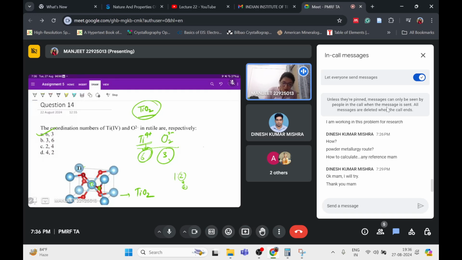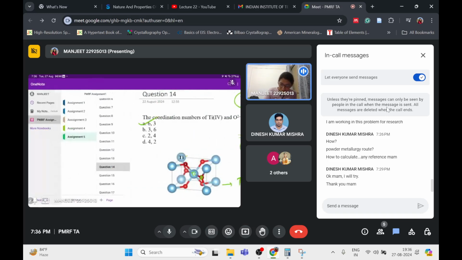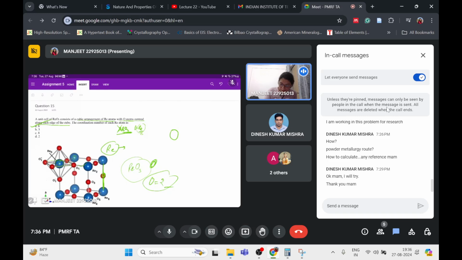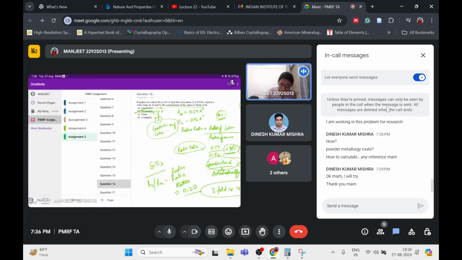What will be the coordination? We also have to consider the stoichiometric coefficient of the element and the coordination number. Once you find out the coordination number of the cation, you can find out the corresponding one for the anion. In 15, the same, you have to calculate the coordination number. And 16 also is coordination number again. Here you have to calculate with the radius ratio, there you have to calculate with the crystal structure.